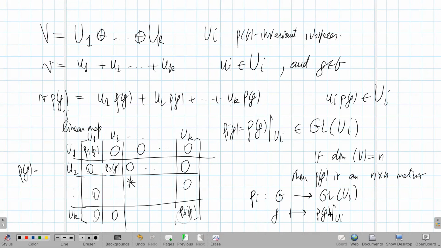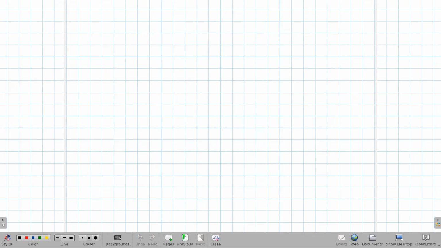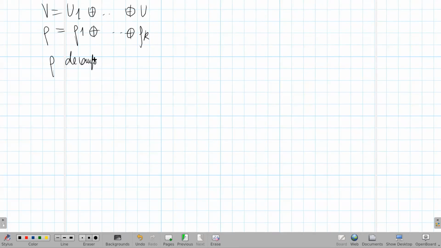And so you obtain what is called a direct sum representation. So let's say that rho is, remember, V is the direct sum of U1 through UK. Then you call rho the direct sum of these. So rho decomposes as a direct sum representation.